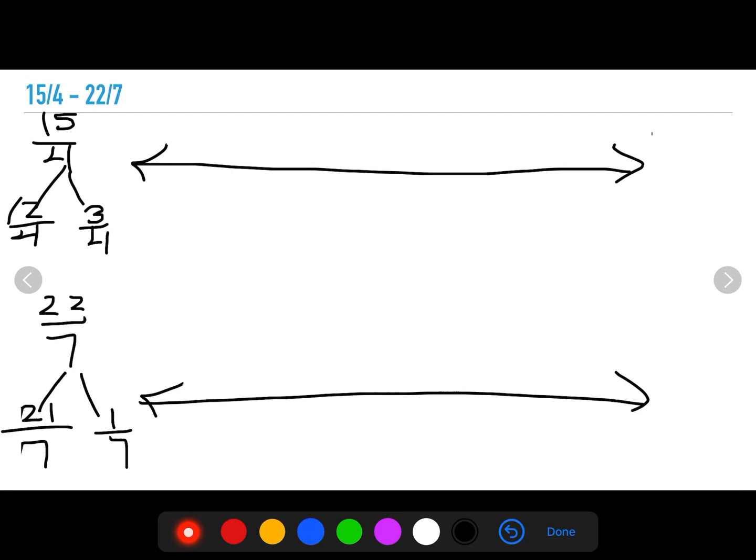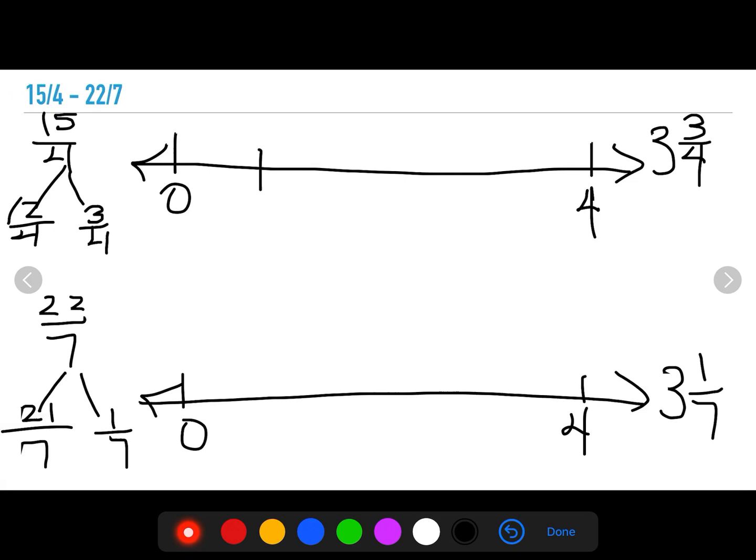15/4 is the same thing as saying 3 3/4. And 22/7 is the same thing as saying 3 1/7. So in both of these, I'm going to go all the way to 4 and fill in the rest of my number line. Now that my number line's filled in, it is time for me to plot where my mixed numbers are going to go on my number line. So I'm looking between 3 and 4, looking between 3 and 4. I know that I'm decomposing this space into fourths, so 1/4, 2/4, 3/4, 4/4, and 3 3/4 is right here.